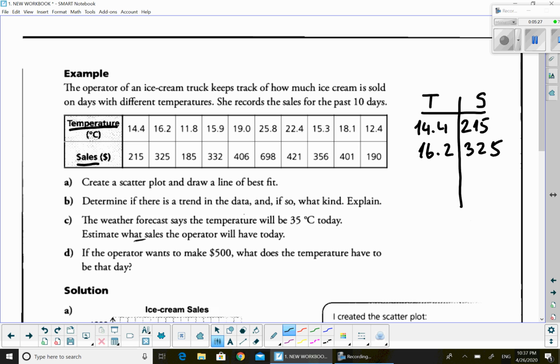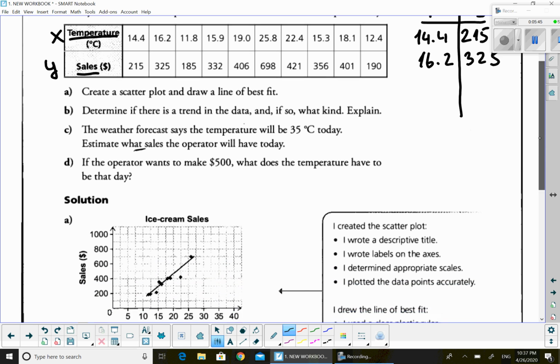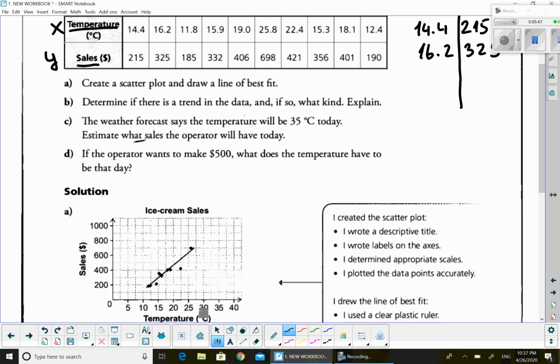So, if I'm graphing this, I know the temperature is my independent variable because the sales depend on the temperature. So this is my independent variable, which means that this is going to be on the x-axis, and sales is dependent, so this is going to be on the y-axis. So I would create a scatter plot, which they already did here in the solution, so it looks something like that. They created a scale, as you can see, for both temperature and ice cream sales. And then they put a line of best fit.